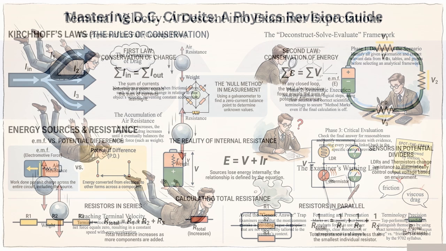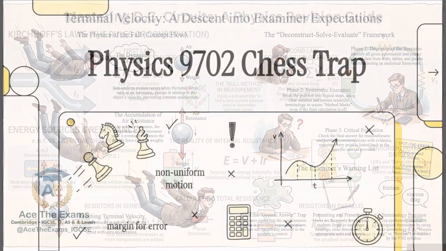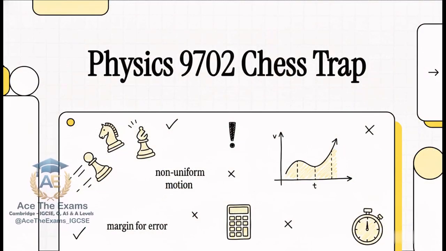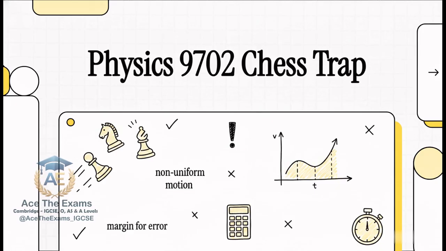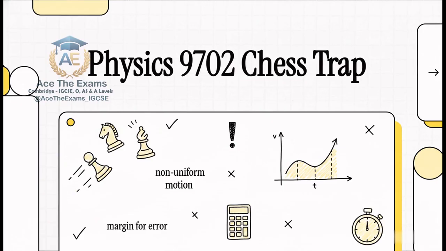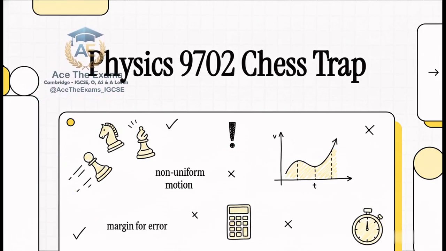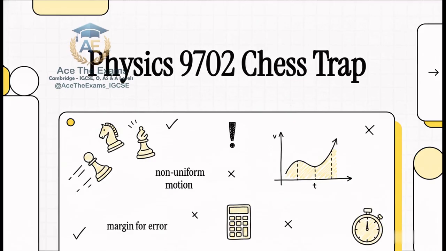Okay, let's dive right into this explainer because we need to talk about how examiners set a highly calculated, literally a three-move trap for Cambridge AS and A-level physics students. Look, if you're sitting for the 9702 syllabus, you already know the margin for error is incredibly slim. Every single mark matters. So today, we're going to expose exactly how test makers use non-uniform motion to catch you completely off guard and force you to drop those critical marks.